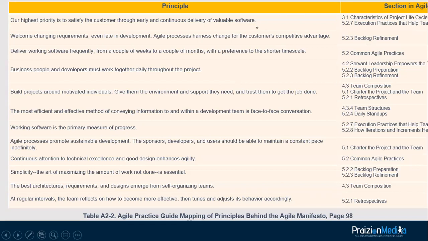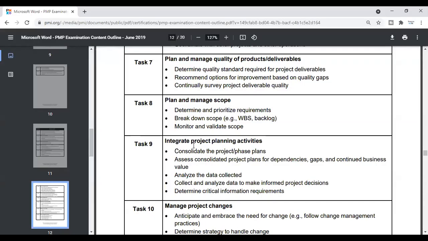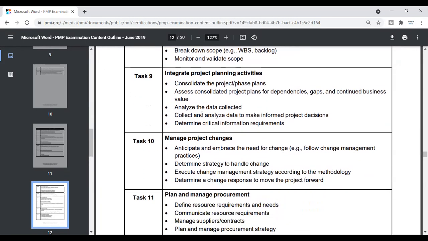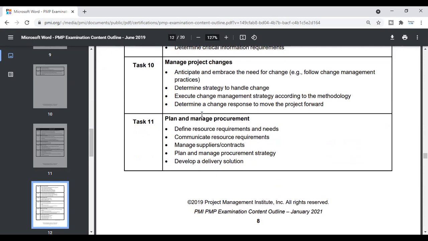All right, let's move back into the next task. Scope management. All I'll say at a high level is understand how scope is managed across those 6 processes of scope. Integration. Again, this is really code for integration management with respect to planning. Number 10, manage project changes. Highly recommend knowing the flow for change requests.